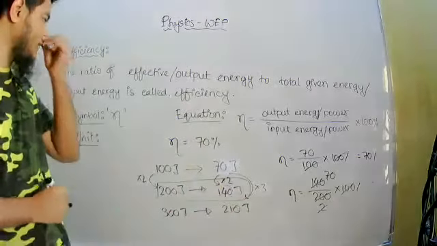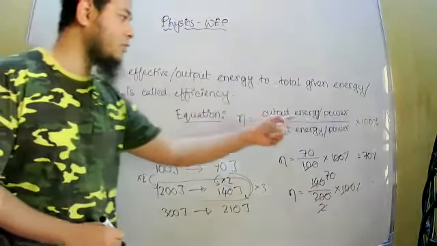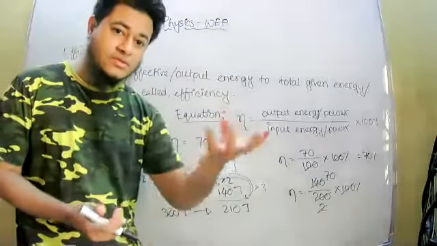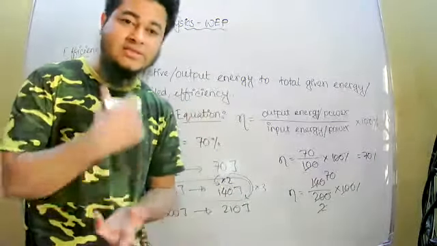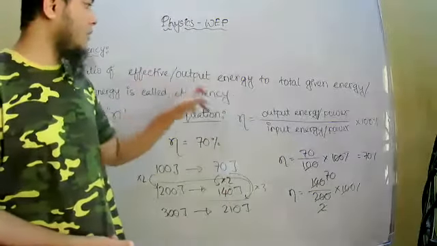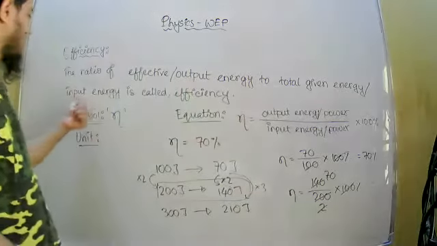So efficiency is the ratio of effective or output energy. This output energy is sometimes called effective energy, because the energy you get back is what is effective, and the rest that is lost is not effective. Okay, effective or output energy to the total given energy or input energy.